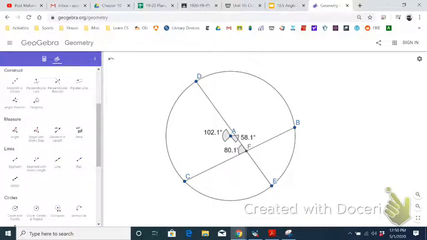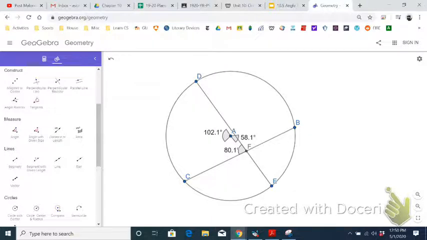Okay, so now I have this setup where I have the two intersecting chords, and they meet at an angle that's 80.1 degrees. This 102.1 is this central angle, DAC, which also equals this arc measure, DC. And this central angle, 58.1 degrees, is angle BAE. So that's a central angle, so that's the measure of arc BE.